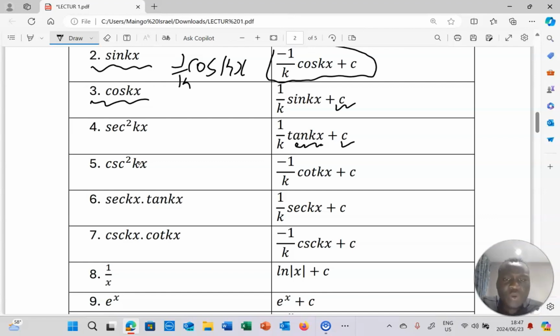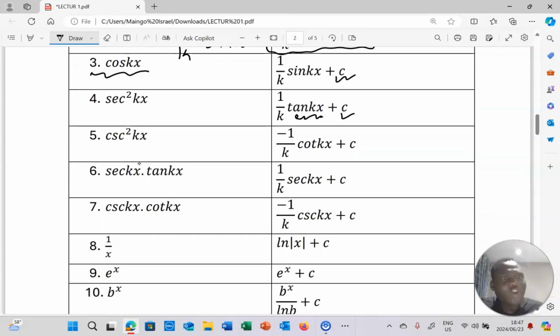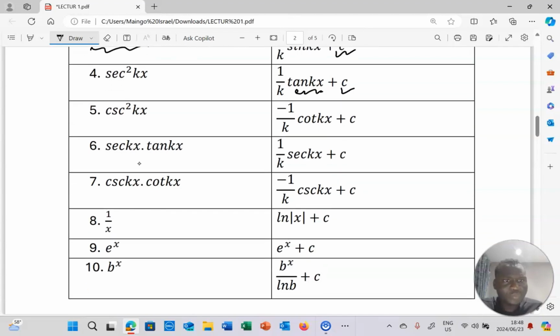So when you go to cosec squared kx, we know that we differentiate cot to get negative cosec squared x. That means negative 1 over k cot kx plus c is the antiderivative of cosec squared kx, because when we differentiate negative 1 over k cot kx, we get the original function as the definition stated.